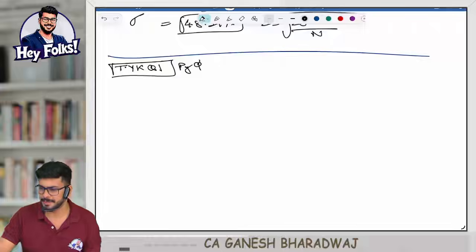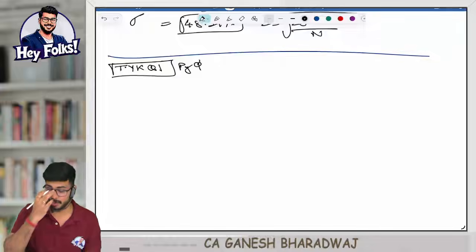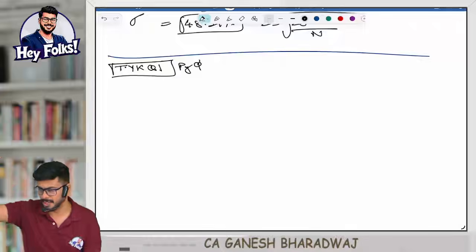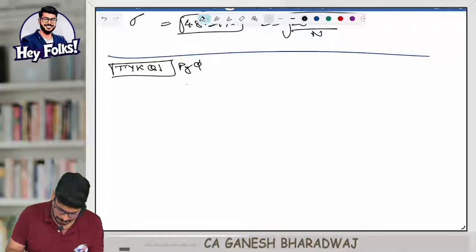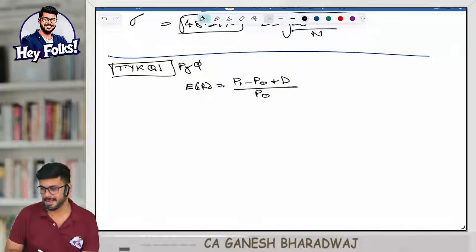Okay. Now, first, you guys tell me, what is the formula to calculate the return? For each of the 5 or 6 different outcomes they have given, we need to calculate the expected return. Am I right? So what is the formula for that? Return is equal to P1 minus P0 plus D, whole divided by P0. Am I right, guys?